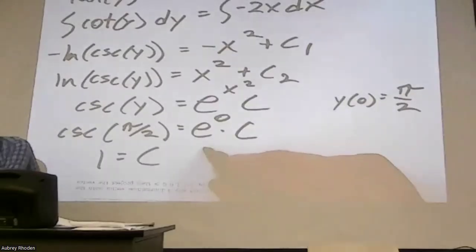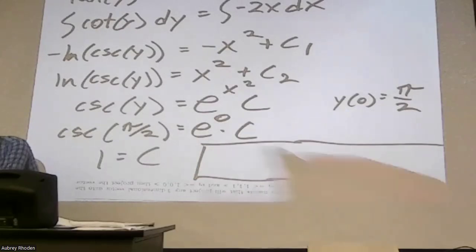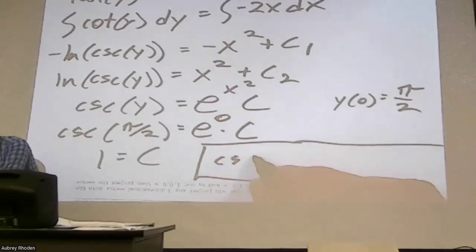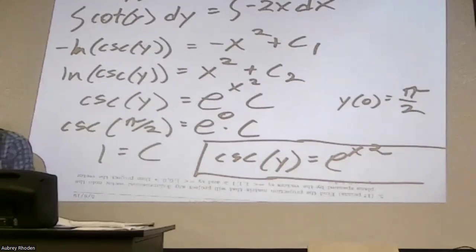Okay. And so we would say, you know what? I would write the solution to this problem as just cosecant of y equals e to the x squared.